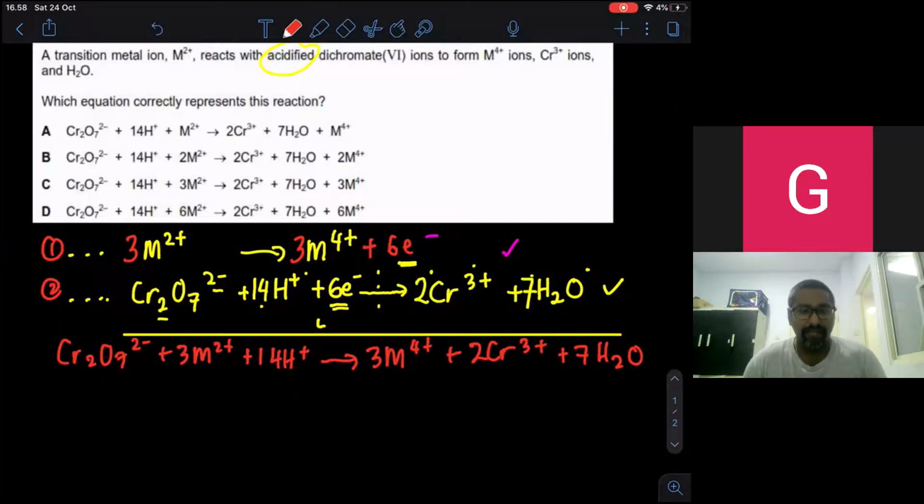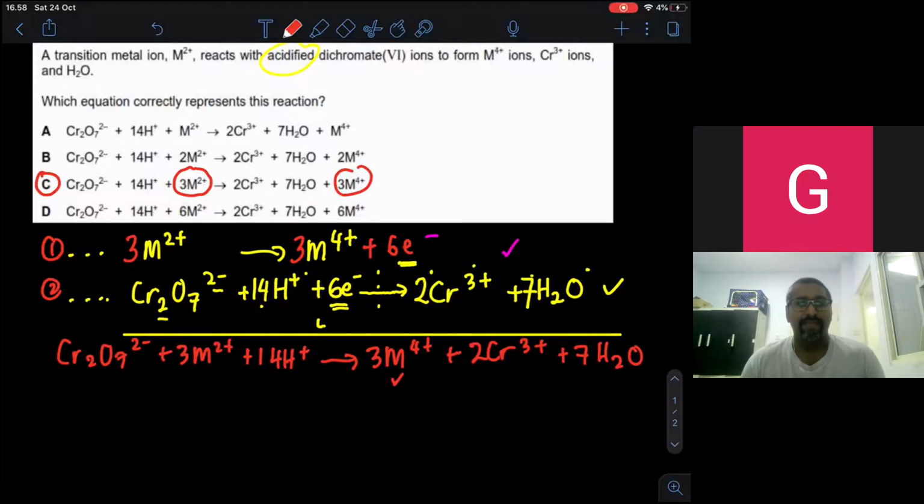So what we can do now is to just double check whether what we have actually matches with what we have written over here. You have 14H+, yes, and I have 3M2+. So we just need to look for 3M2+ and 3M4+ over here, and the rest are the same. So the answer for this question is going to be C.